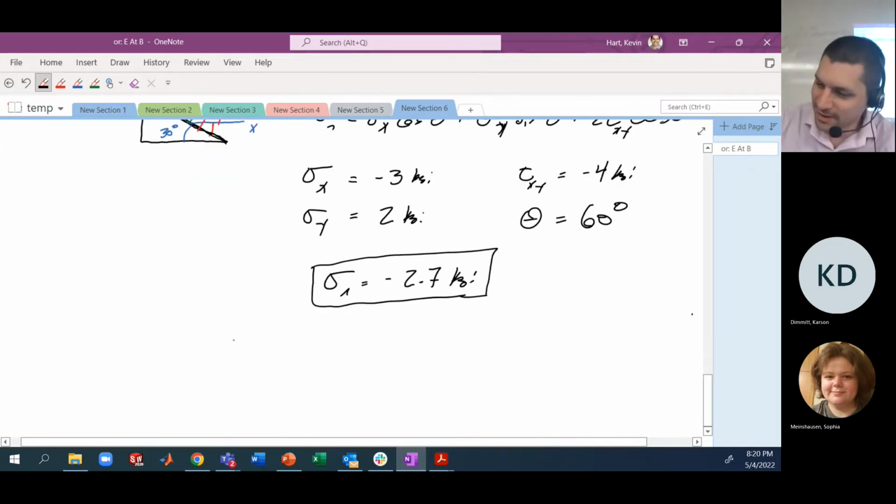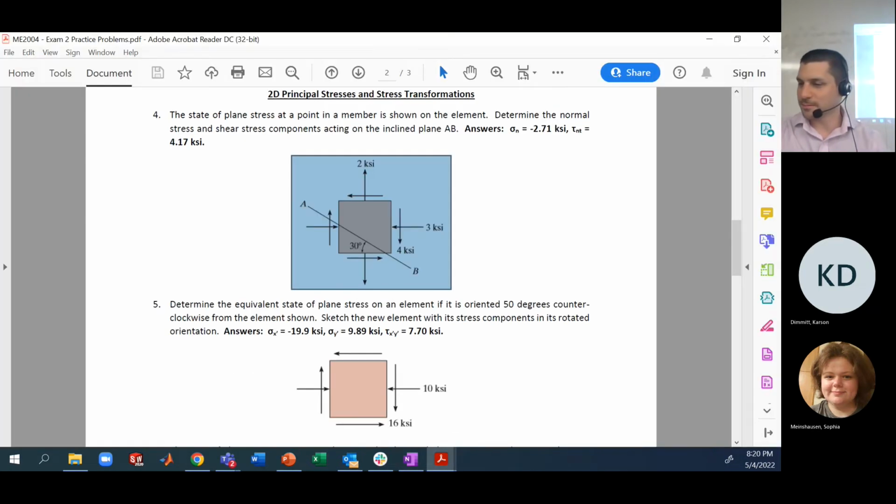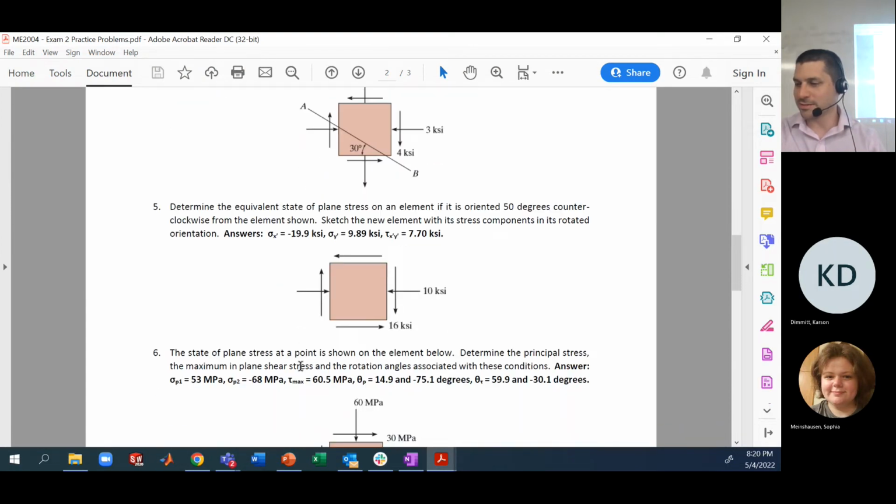All right. We can also figure out tau and t from the same transformation equation. These guys feed in. Calculate away. Got it? All right. How about the rest of these stress transformation guys? A lot of these are, again, just plugging and chugging.